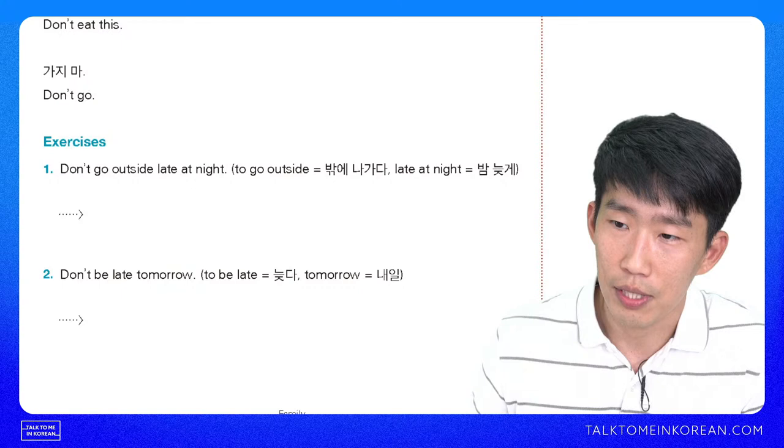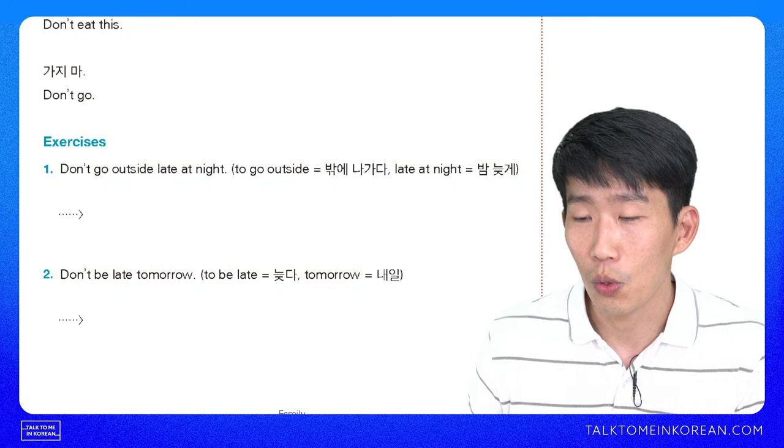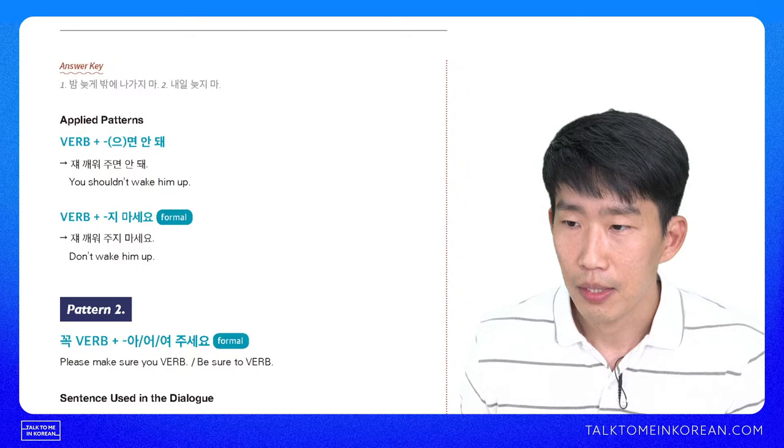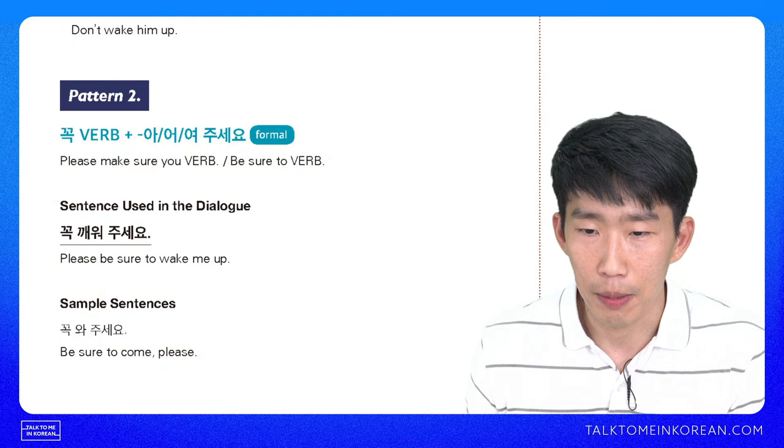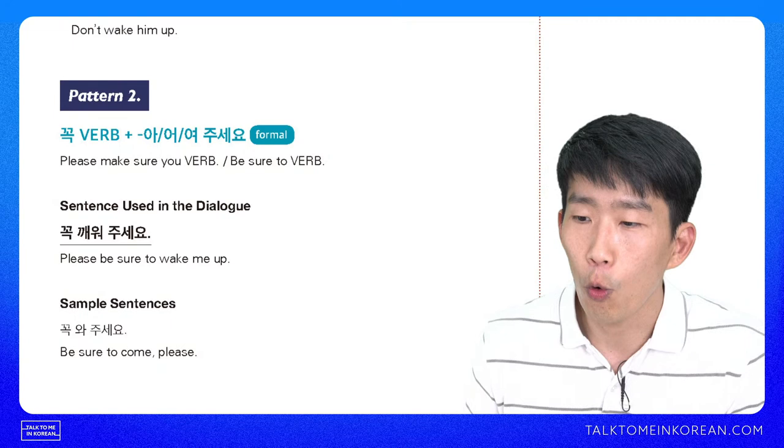You can also see exercises using this prompt sentence. You want to translate this into Korean. Let's do the second one. Don't be late tomorrow. 내일 늦지 마. Okay. And then another pattern here. 꼭. I introduced 꼭, right? Make sure you do something. Please do this for sure. 꼭 깨워주세요. Please make sure to wake me up. 꼭 와주세요. Please be sure to come.